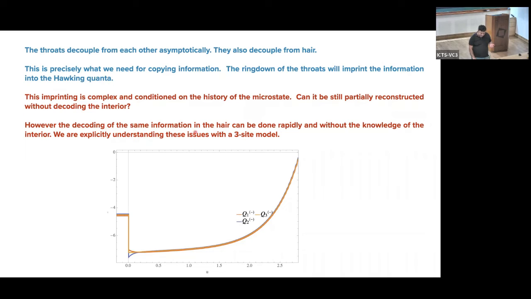But the decoding of the same information in the hair can also be done rapidly. So if you quantize the hair, you can also decode the same information from the hair, and probably without much knowledge of the interior. This is something that we are trying to explicitly understand in the 3-site model. Basically, we are trying to use the kind of tools that we used for analyzing the very simple toy model and carry them over here, one, by quantizing the hair, and secondly, by throwing in quantum information instead of classical information.